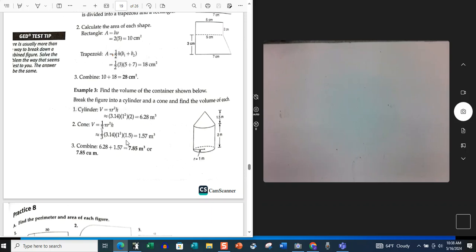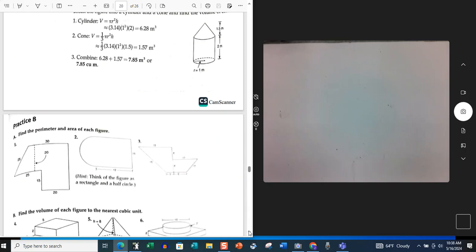Now we go to the volume of the cone. The cone is 1/3 times pi, 3.14. The circular bottom of the cone is the same as the circular bottom of the cylinder, so its radius is the same, which is 1. And then the height of the cone, shown here, is 1.5. So that's 1.57. We add these two together, and it gives us 7.85 cubic meters.